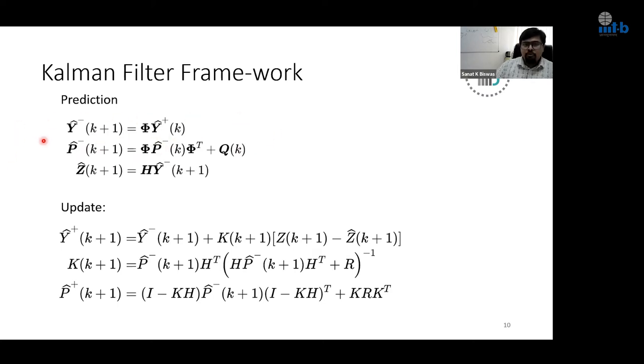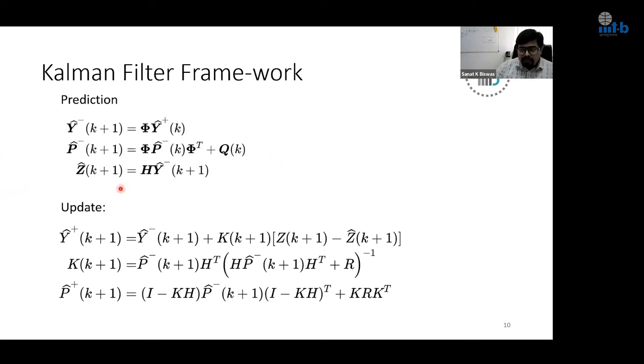So if you look at this, the state propagation is linear, the error covariance propagation is linear, and the measurement that we are predicting is also linear, right, in the prediction step. So in the prediction step, we do three things. One is we predict the state at the next step, the error covariance in the next step, and the measurement.